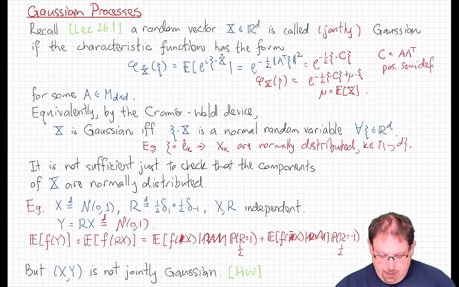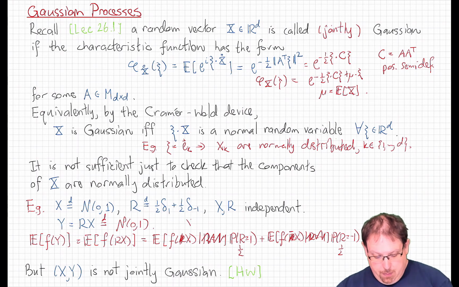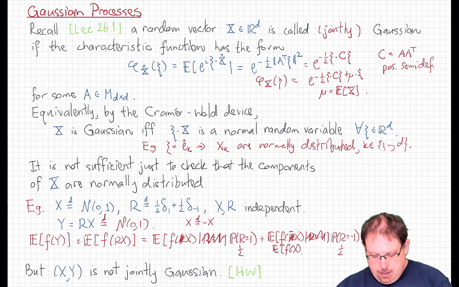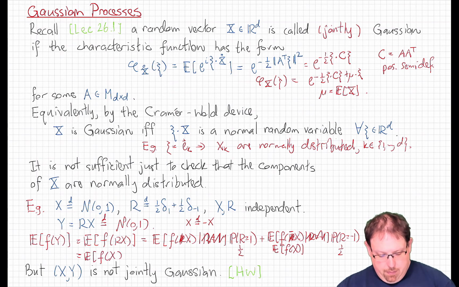And now finally note that because x is a standard normal random variable, standard normals are invariant under negation. And so the expected value of f of minus x is the same as the expected value of f of x. And so what I get is that the expected value of f at y is equal to 1/2 the expected value of f at x plus 1/2 the expected value of f at x, which is the expected value of f at x for every function f. And therefore, x and y have the same distribution, which is Gaussian.